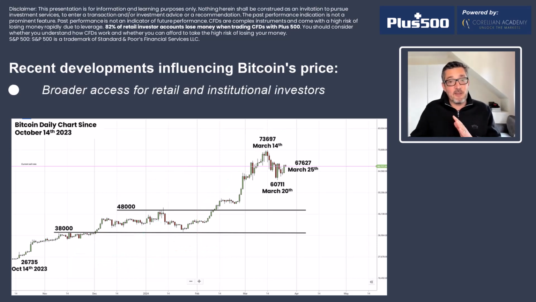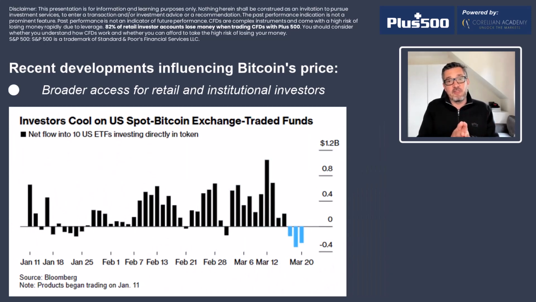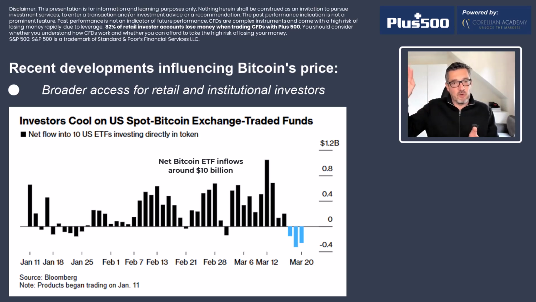Now, this SEC approval was significant as it was the first time US regulators had approved ETFs that directly invest in Bitcoin, broadening access for a wider range of retail and institutional investors, especially given that the huge global funds like Fidelity and BlackRock have now become involved in the crypto markets. Since the approval on January the 10th, the net inflows into these ETFs were recorded at around $10 billion, which goes a large way to explaining the recent push to those new highs.